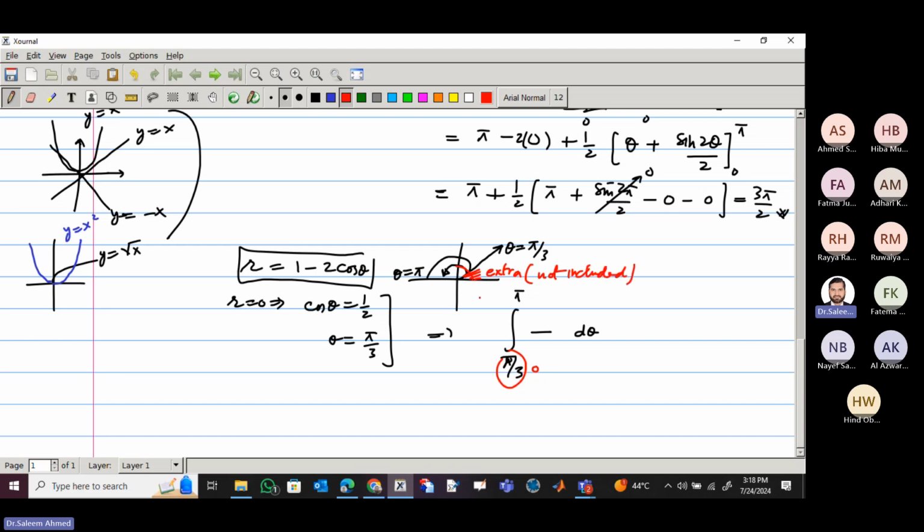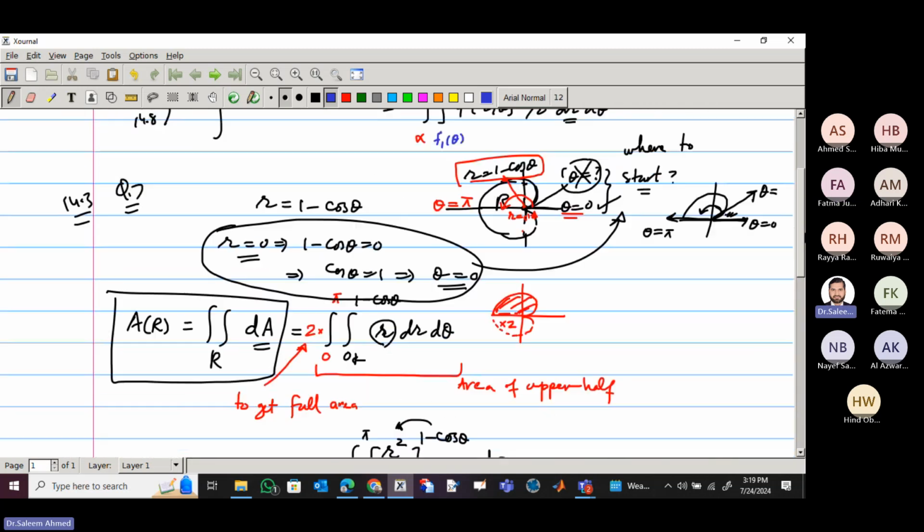But you started from 0, so which was your mistake? You had to start from pi by 3 because my area is only this one, this blue one, right? So if you get the blue area, you have to start from this pi by 3, not from 0. Got it? That's the reason we did this small exercise of putting r is equal to 0 and finding the theta, which will tell me where to start. Where to start. Okay?